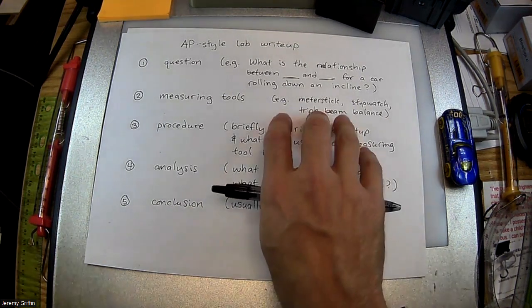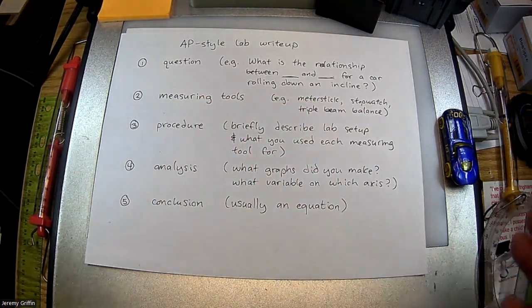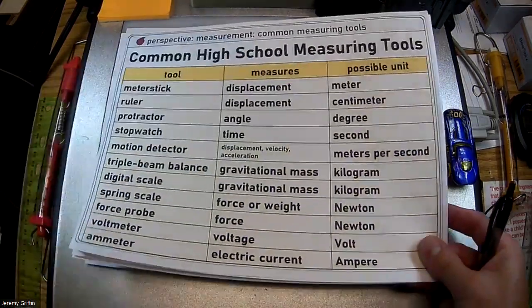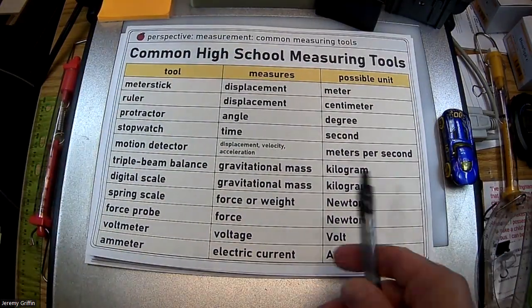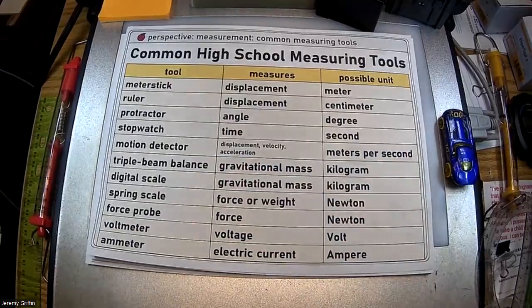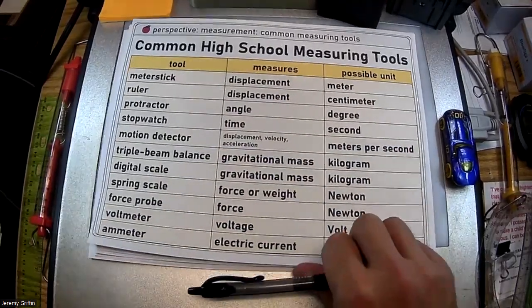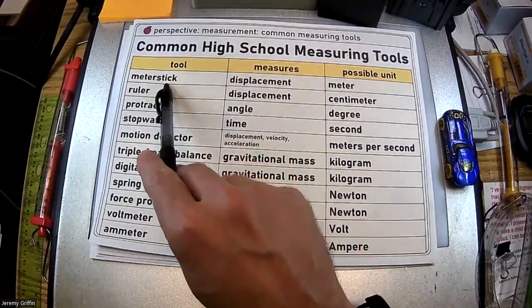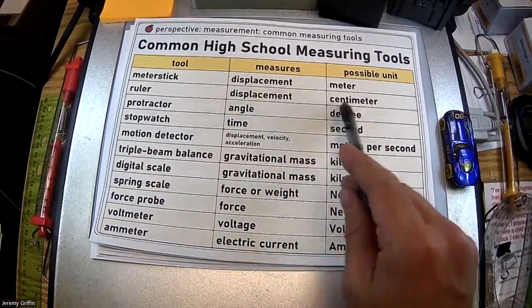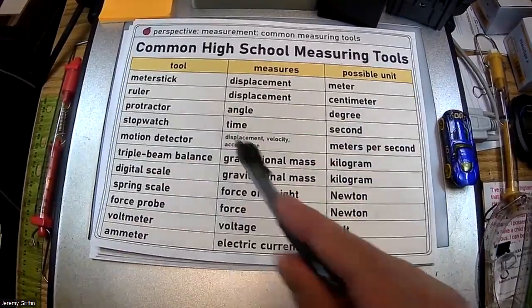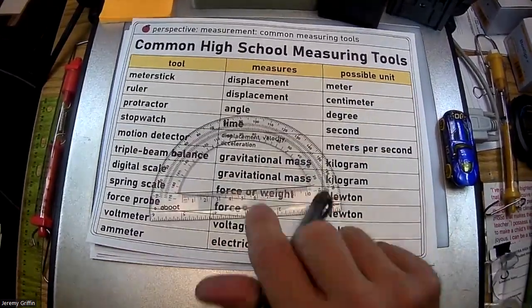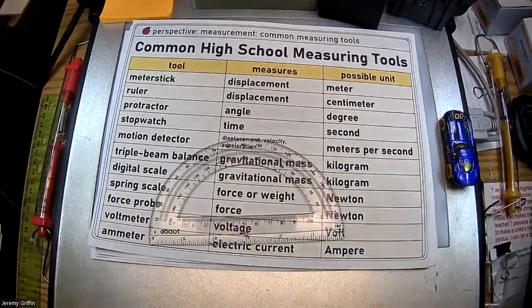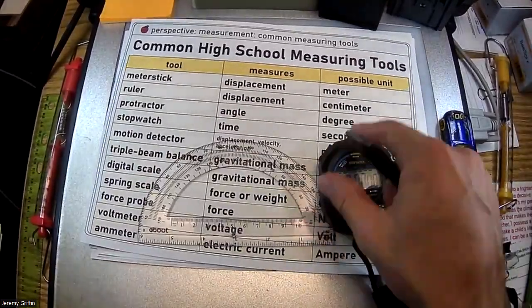So maybe it's a good idea to know what measuring tools you can even draw from. In this class, here are some common high school measuring tools. There might be a couple other ones, but these are all the ones I could think of the other day when we put this together. So a meter stick or ruler can measure displacement. Here are some possible units for those. A protractor can measure angles in degrees. A stopwatch can measure time in seconds or milliseconds.